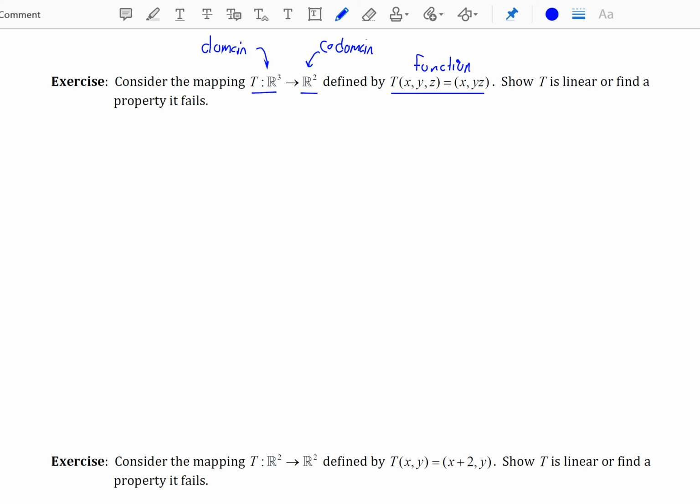I'm not asked to find the image in this example. Here we're asked to show T is linear or find which property it fails. So again, I'd like to start with the operation of scalar multiplication, and I'd like to give you a moment again to work this on your own. So if you could pause the video, verify that T does preserve the operation of scalar multiplication, and after you're done, come back and we'll see how you did. I'll see you in a moment.